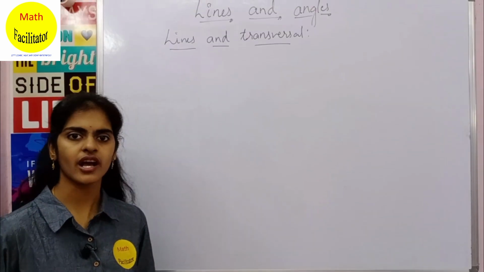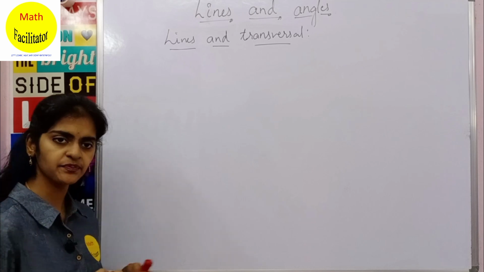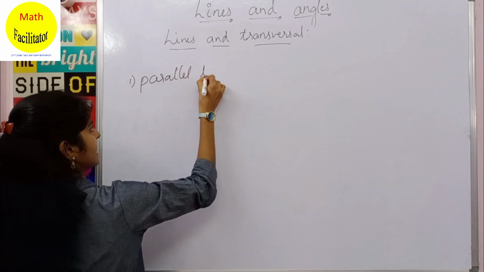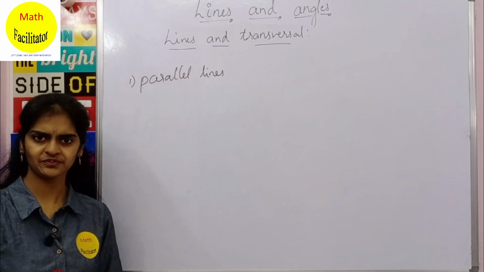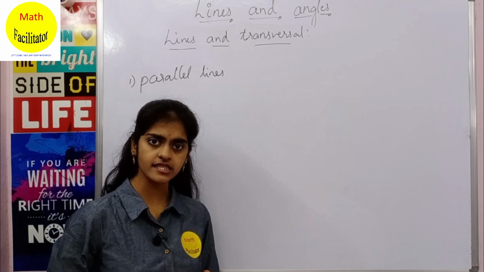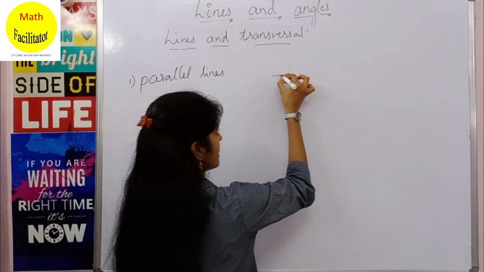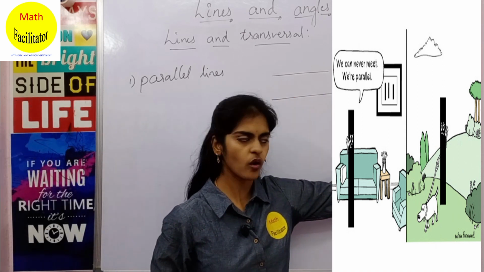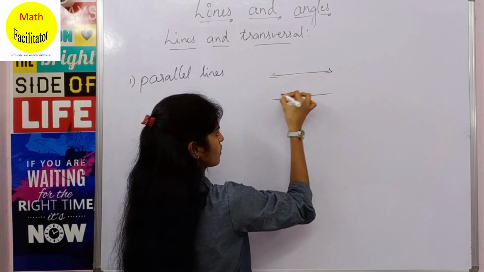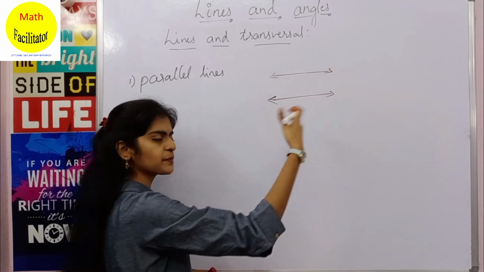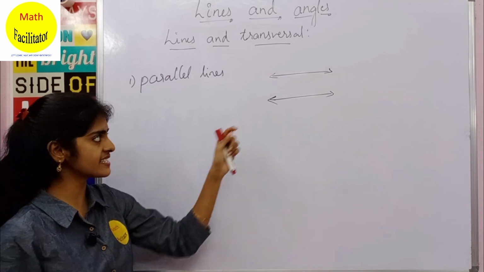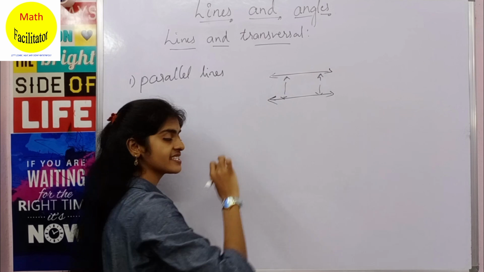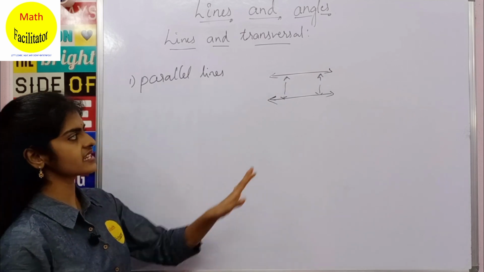In your earlier classes you have learned different types of lines. What are they? They are parallel lines. What are parallel lines? Can you give me one example? Parallel lines are the lines whose distance doesn't change. Suppose these are two lines. If you extend them on both sides, they do not meet, and the distance between these two lines is always the same. If you measure the distance between these two lines, it is always the same. Such lines are called parallel lines.